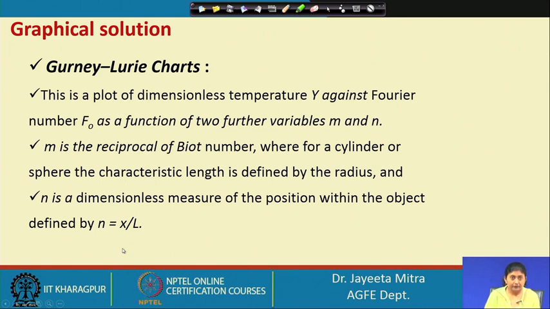That means, if we say n equal to 0, that means it is at the center that we want to measure, and n equal to 1 means x is L. So, L by L is 1, that means at the surface we want to measure the temperature.